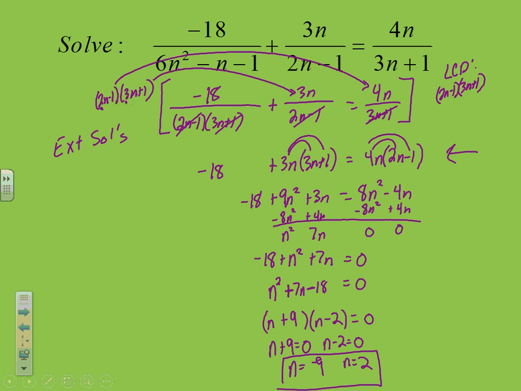So the two factors that we have in the denominator are 2n minus 1 and 3n plus 1. So here, 2n would be equal to 1, so n, in this case, could not be 1/2, and 3n plus 1 equals 0. So here, I get a negative 1, and so here, n could not be negative 1/3. So those are the only two numbers that would create an extraneous solution. So both the negative 9 and the positive 2 work.